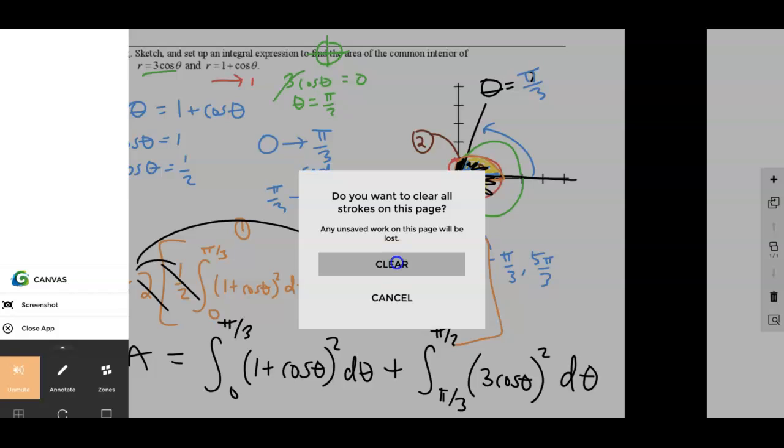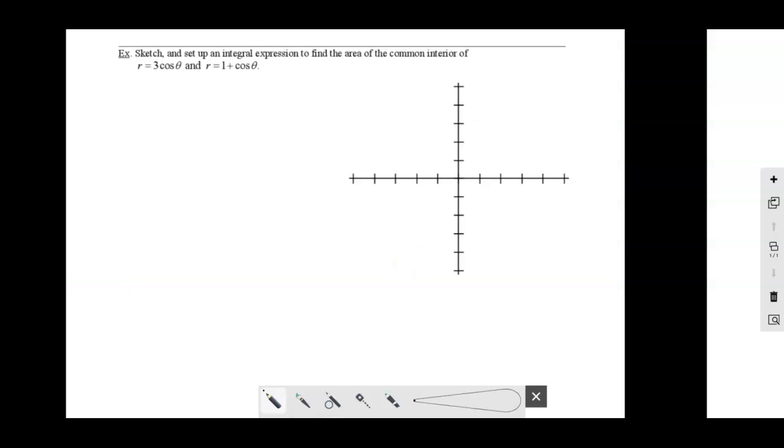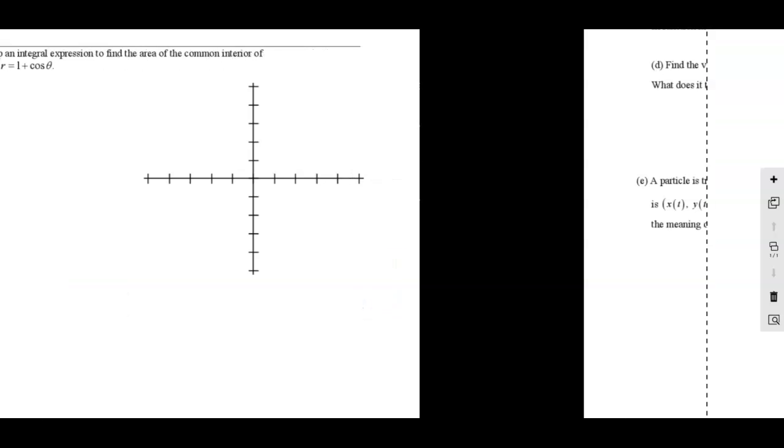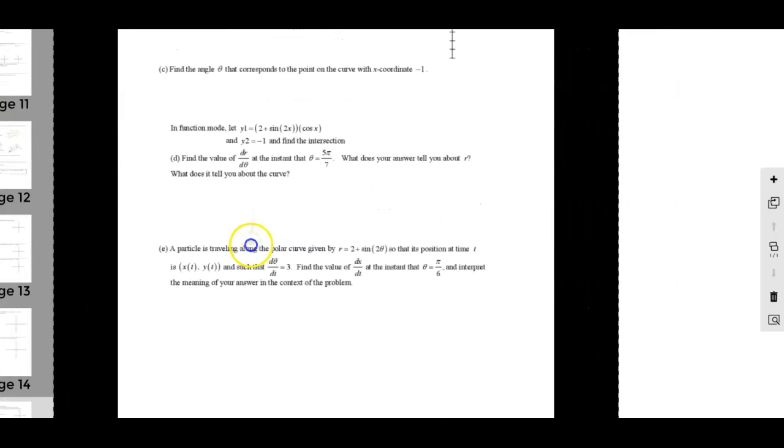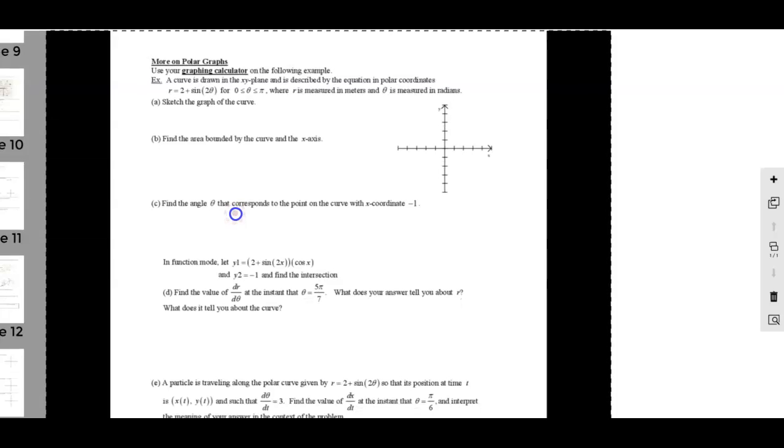Let's clear this out. Okay, I don't want that. Go away. Let's go to the next page. We've got 2 more pages. Hopefully I can get it all done in this one video because I'm kind of tired of making these videos. We're only at 13 minutes, so I think we're doing okay. Let's go ahead and look at this one.